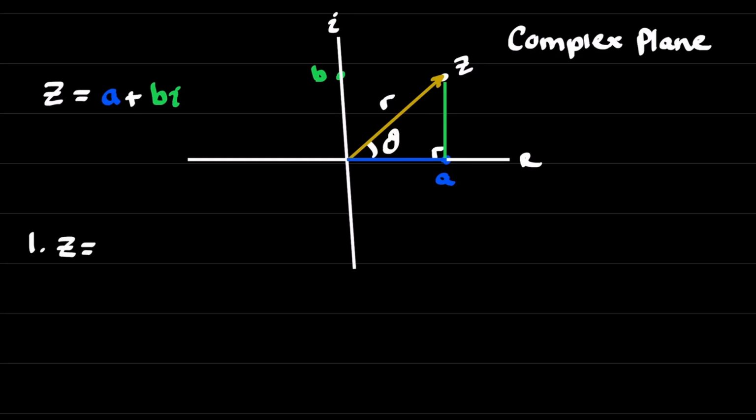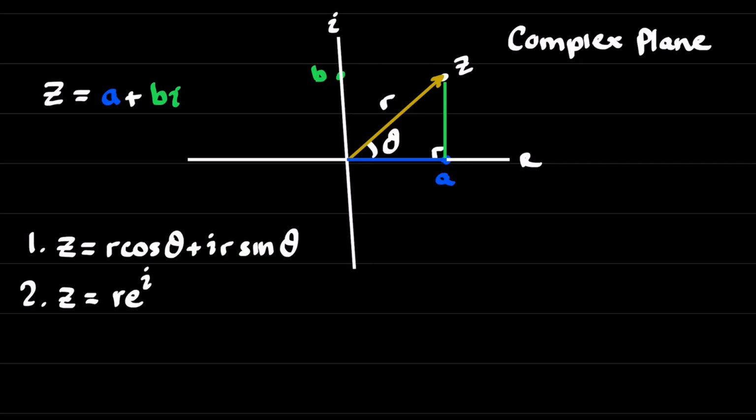The first way is in terms of our triangle. The real part, a, is simply equal to r times the cosine of theta. And our imaginary part b is simply equal to r times the sine of theta. We get those from our right triangle. Now, the second way we define complex numbers is a lot more confusing. The equivalent yet really odd way is through z equals r e to the i theta.